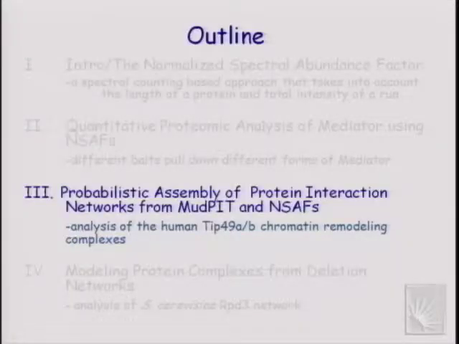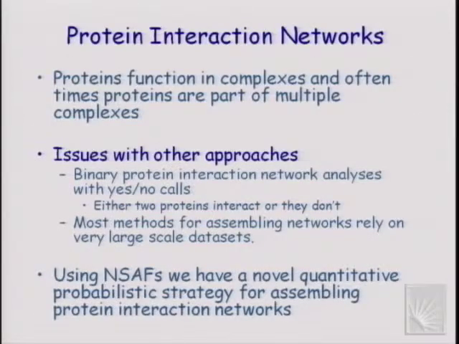of different contexts. And the second technology that we've worked on developing is this probabilistic assembly of protein interaction networks using spectral counting. And this was done on a chromatin modeling complex that's centered on TIP49A and B. So protein functions in complexes, and they're oftentimes part of multiple complexes, and TIP49A and B are no exception. They're rather promiscuous, in fact.